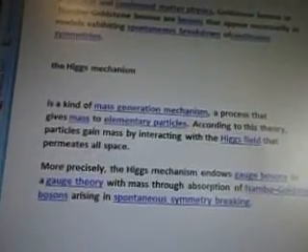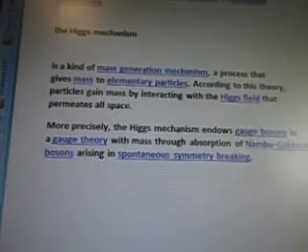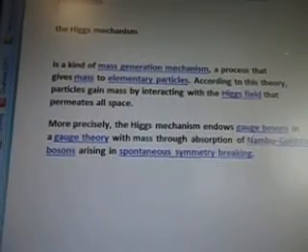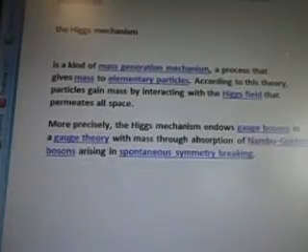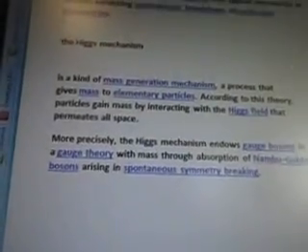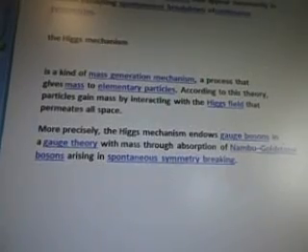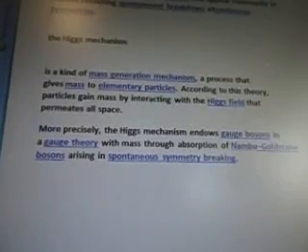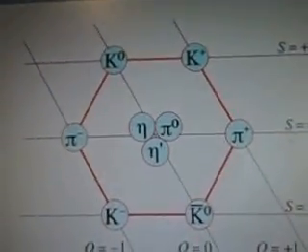The Higgs mechanism. It is a kind of mass generation mechanism, a process that gives mass to elementary particles. According to this theory, particles gain mass by interacting with the Higgs field that permeates all space. More precisely, the Higgs mechanism endows gauge bosons in a gauge theory with mass through absorption of Nambu-Goldstone bosons arising in spontaneous symmetry breaking. So here's a diagram to study.